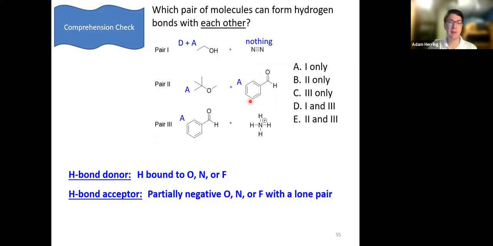For pair number 3, we have an acceptor due to the lone pairs of electrons on the oxygen, and we have a donor because we have a hydrogen with a covalent bond to nitrogen.